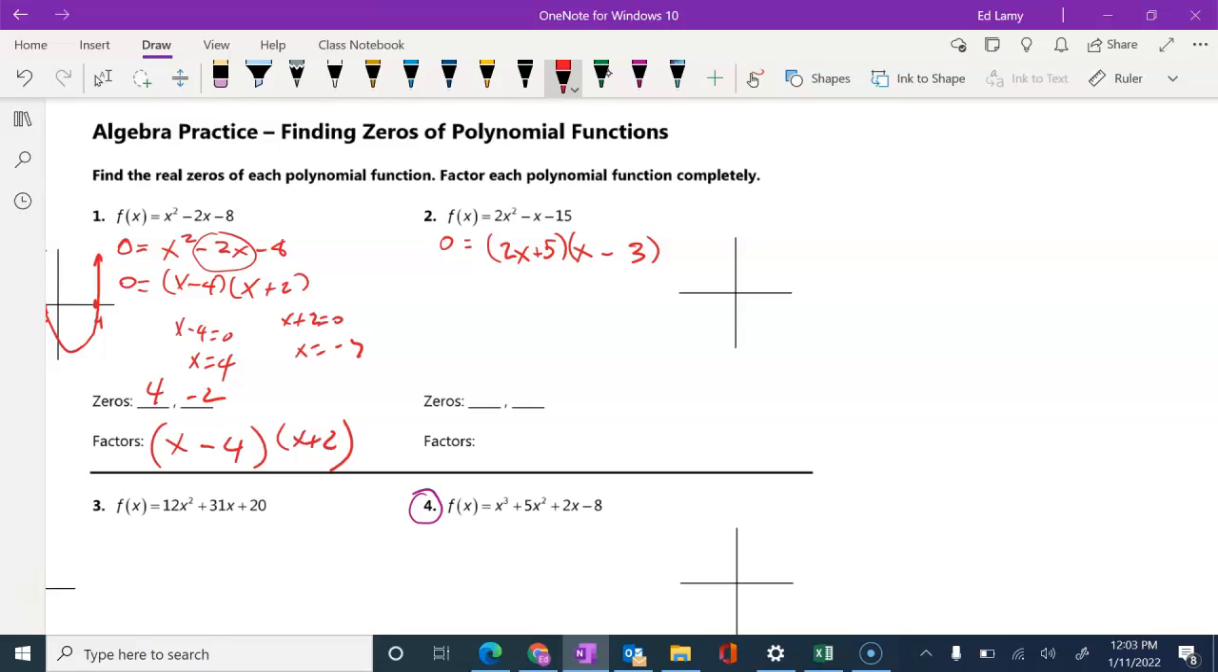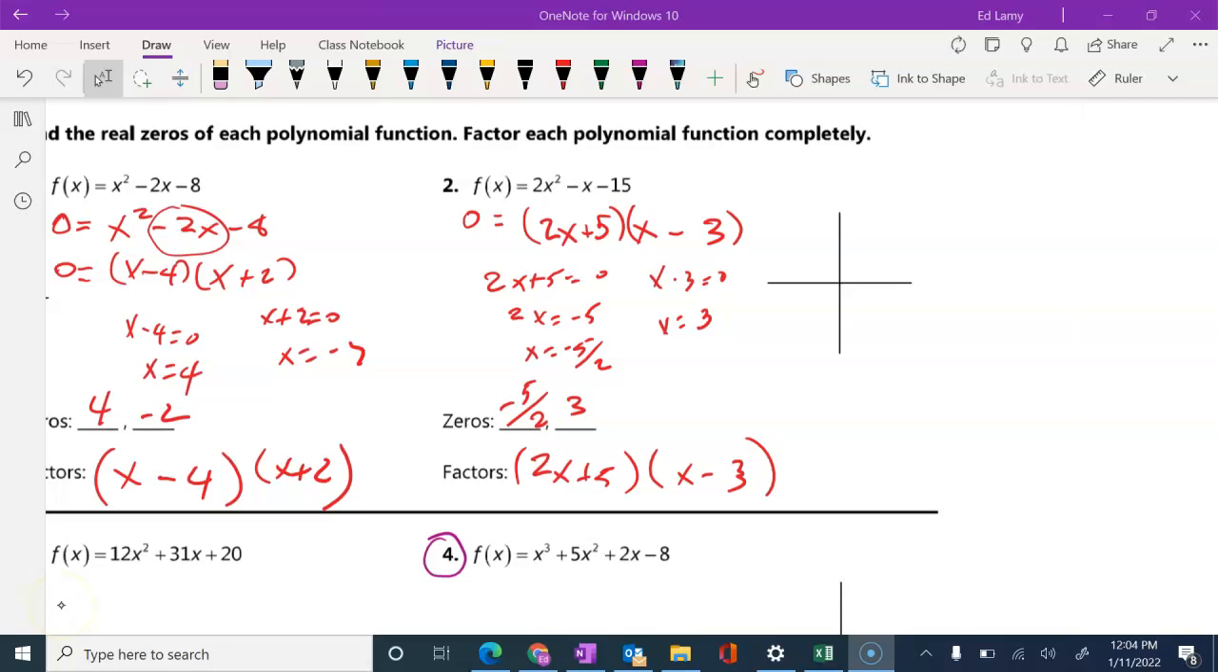Set each factor equal to 0. 2x plus 5 equals 0, 2x is -5, x is -5 halves. And x minus 3 equals 0, so x equals 3. The factor form, we just had it there: 2x plus 5, x minus 3.